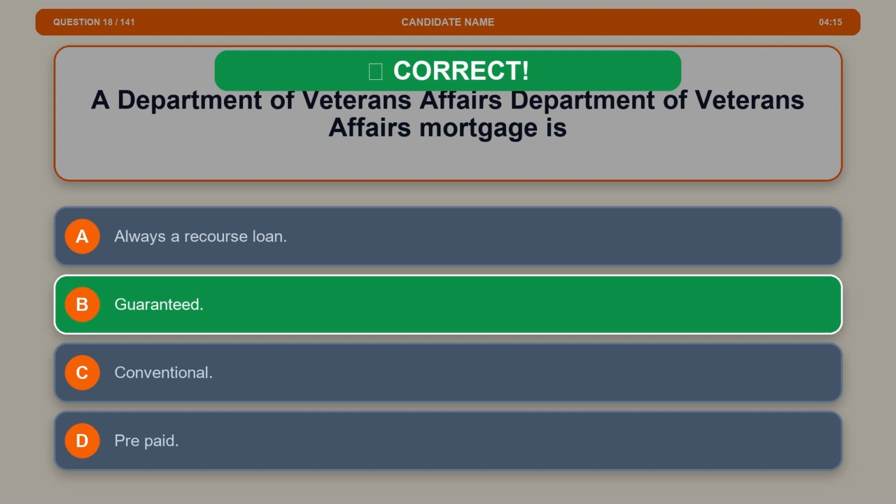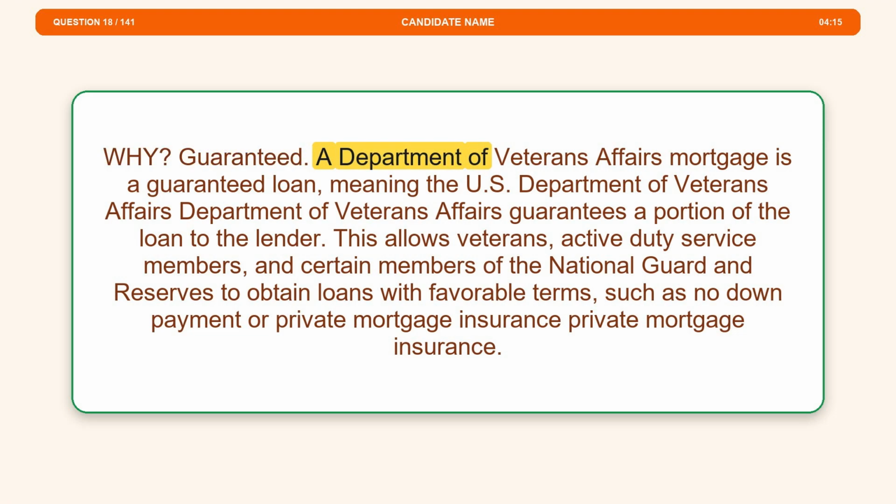The correct answer is option B, guaranteed. A Department of Veterans Affairs mortgage is a guaranteed loan, meaning the U.S. Department of Veterans Affairs guarantees a portion of the loan to the lender. This allows veterans, active duty service members, and certain members of the National Guard and Reserves to obtain loans with favorable terms, such as no down payment or private mortgage insurance.